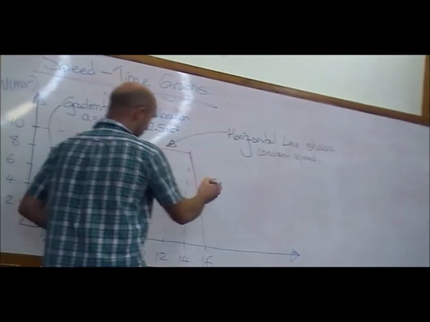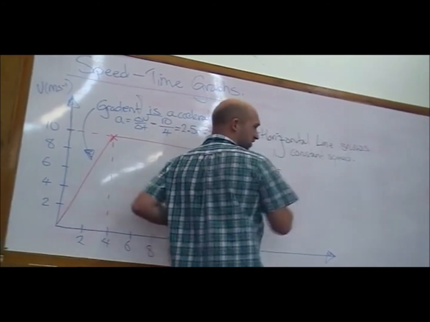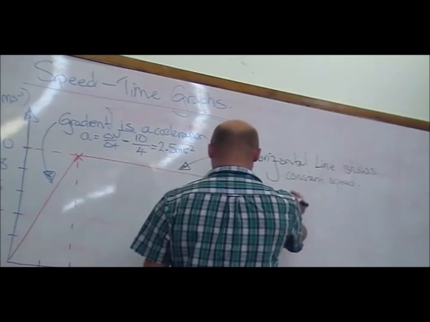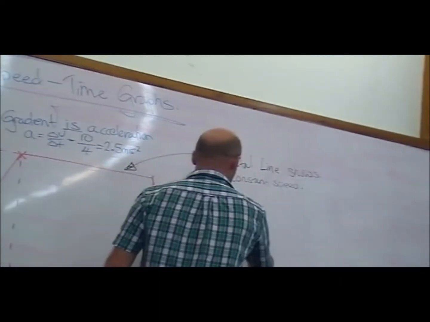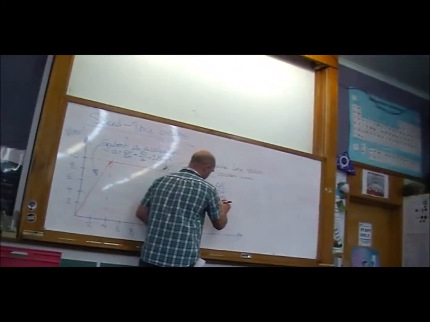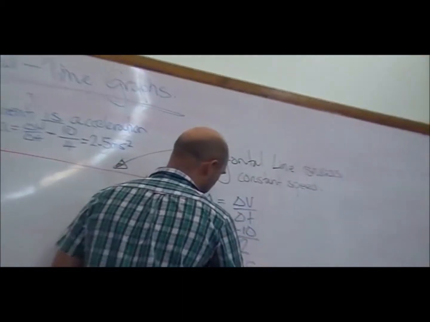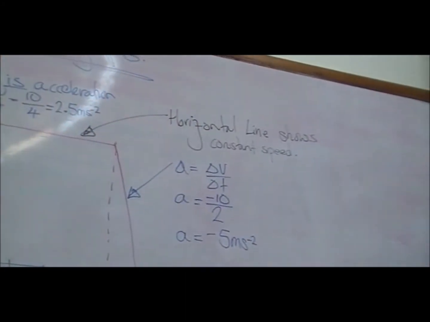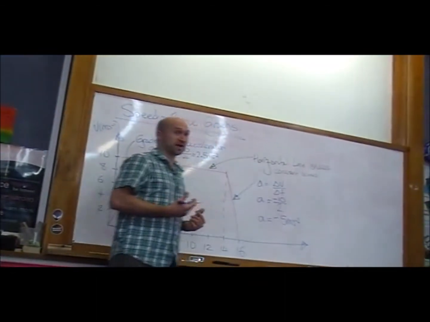And then in our third little area here, we can see the acceleration is change in speed over change in time. Change in speed is from 10 to 0. So negative 10 over change in time, 14 to 16, is 2. So acceleration is negative 5 ms minus 2. The negative sign shows us that the acceleration is slowing her down, like deceleration.